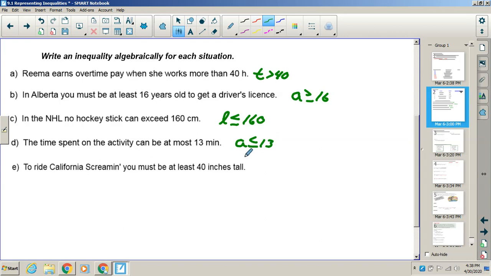Okay. And E, to ride California Screamin', you must be at least 40 inches tall. So my height to ride this roller coaster as an inequality, I have to be anywhere from 40 inches and up. So my height is greater than or equal to 40. So that's just writing inequality statements based on verbal descriptions.